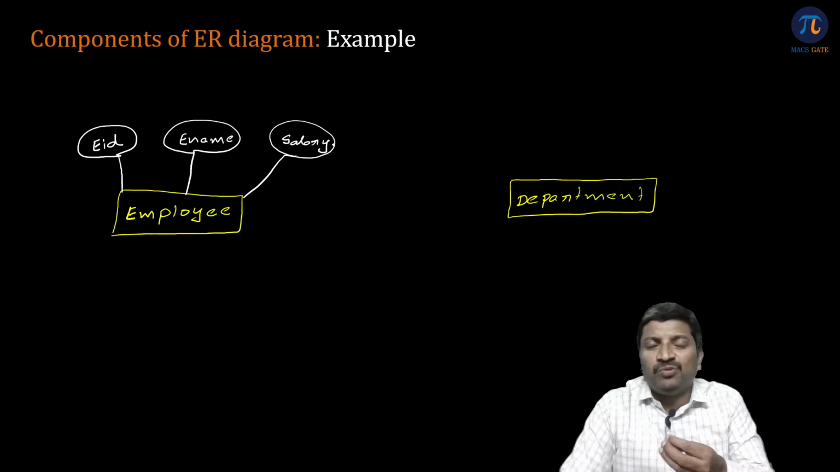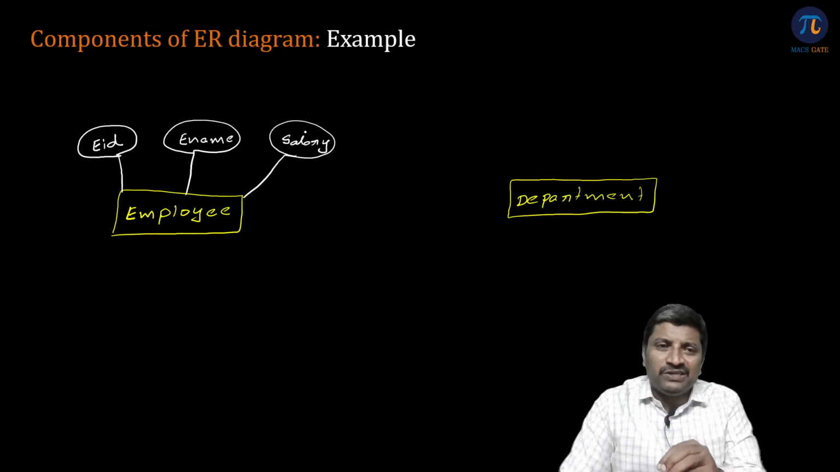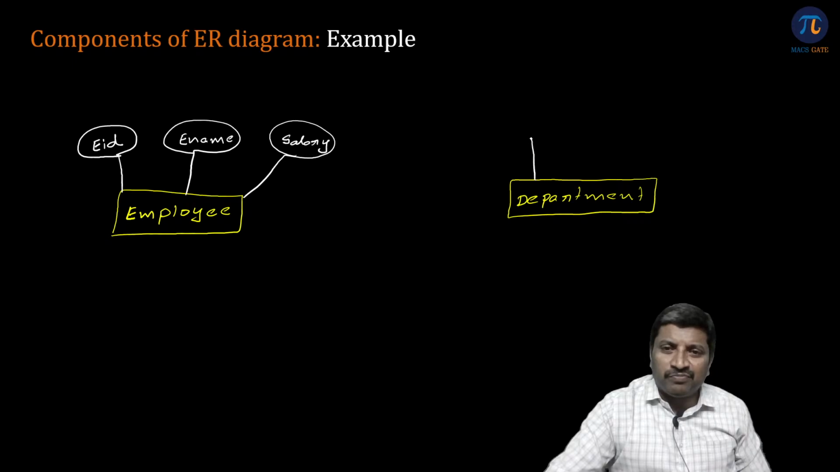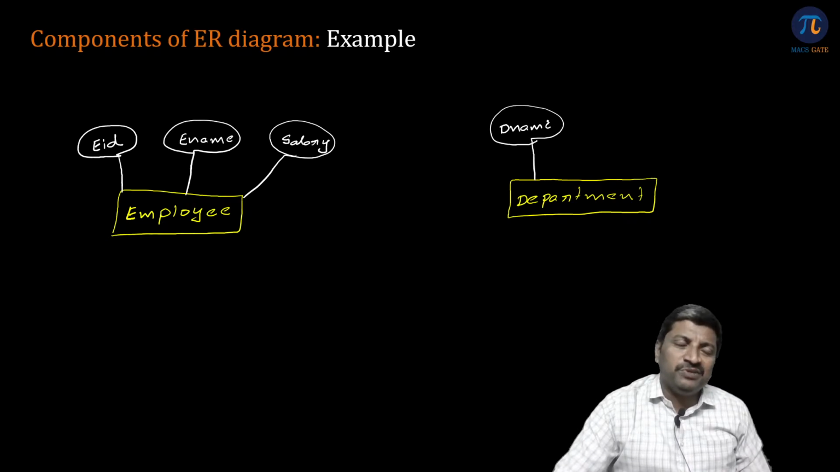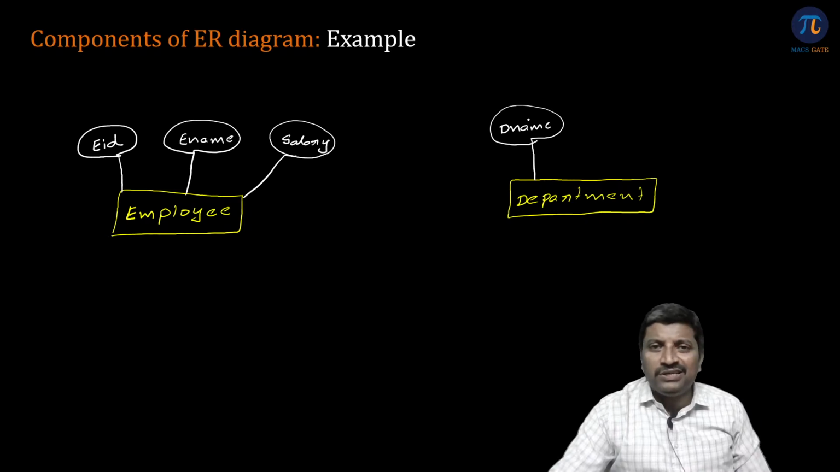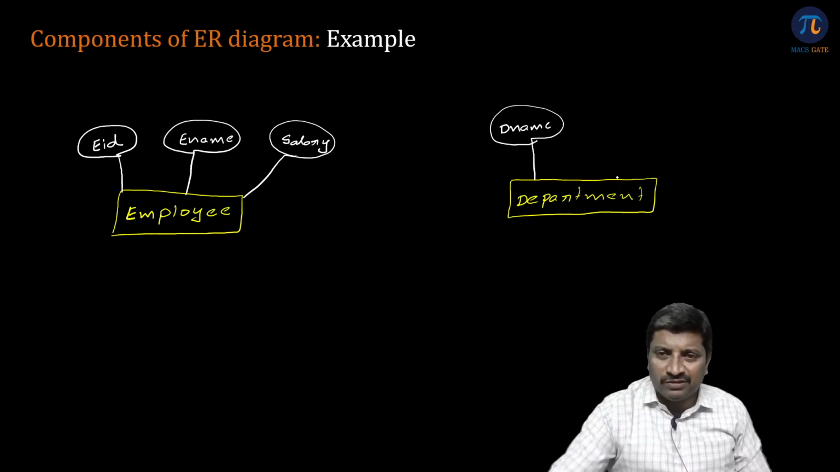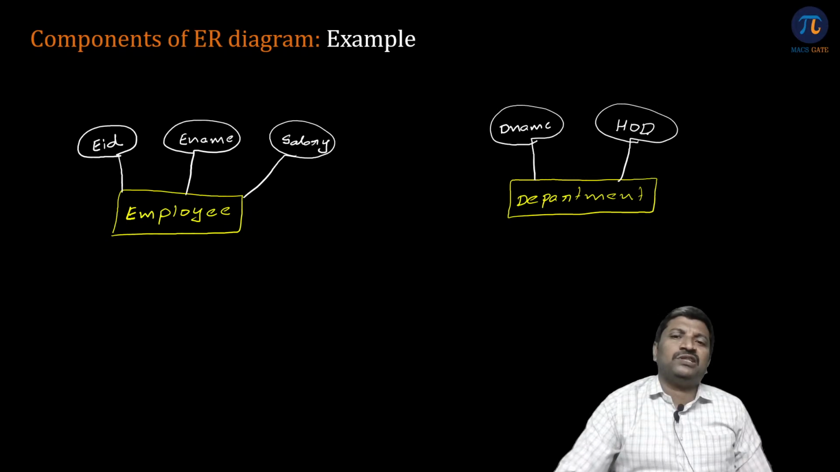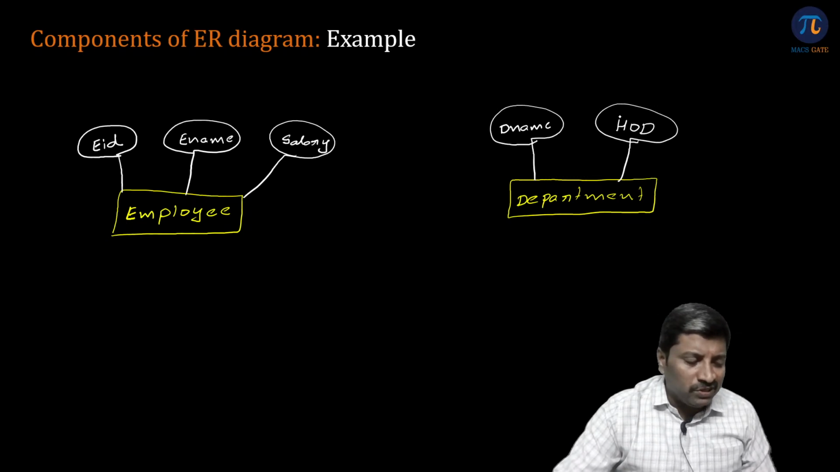Sir, you may consider so many attributes. For simplicity, I am considering only these three. Whenever coming to department, what you can consider, sir? At least I should know what is department name. That may be CSE, that may be ECE, that may be EEE, mechanical and everything. Then after department name, at least I should know who is the HOD. So these are the two characteristics I am going to consider.